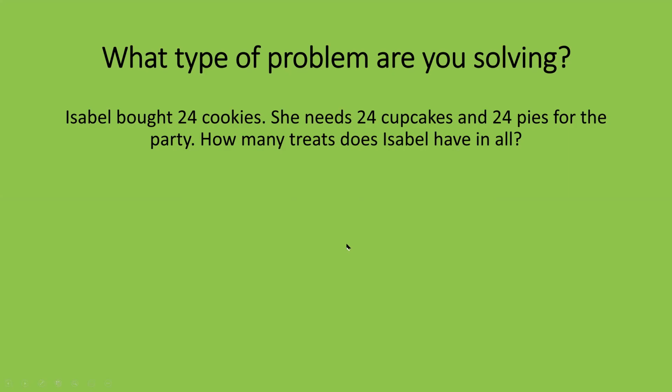Let's do one more. Isabel bought 24 cookies. She needs 24 cupcakes and 24 pies for the party. How many treats does Isabel have in all? Okay, pause the video and find the math vocabulary word.